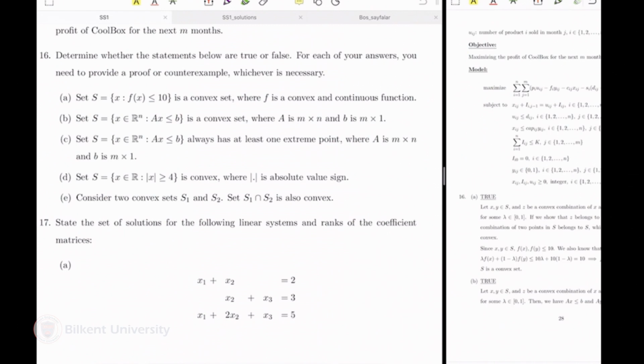So if you want to say that it's true, prove it. If you want to say that it's false, just provide a counterexample.